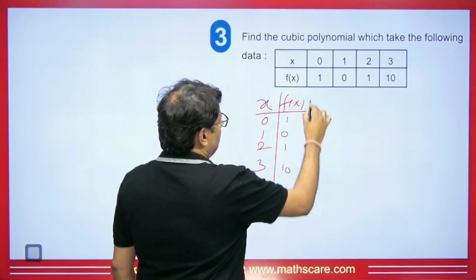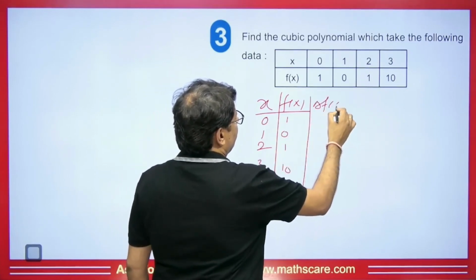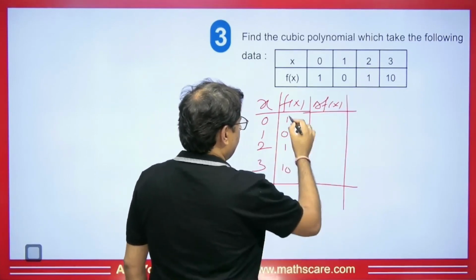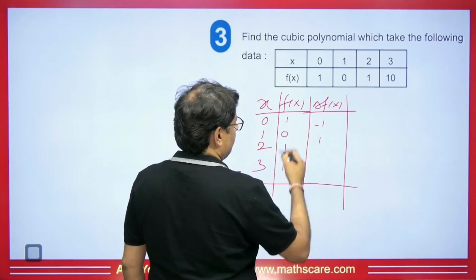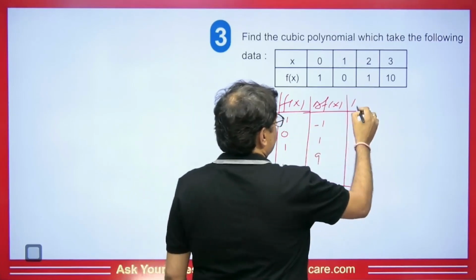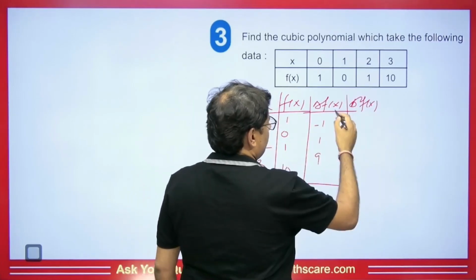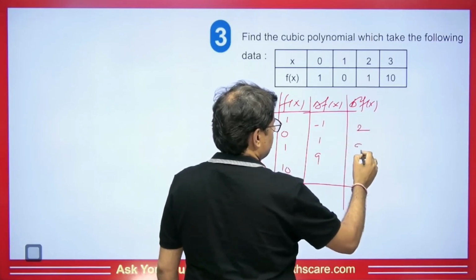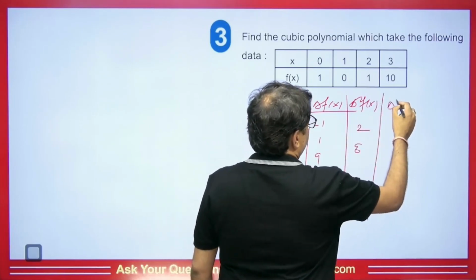So we have this. So the first thing we'll do is make a difference table. So we have the value here which is, this will be minus 1, this will be 1 and this will be 9, right? After this we will take out del square f(x). So the difference of this will be 2. The difference of this will be 8. Then this one here will be del cube f(x).